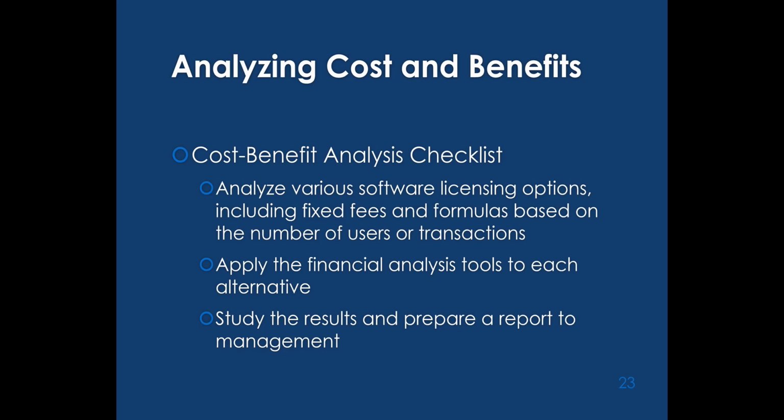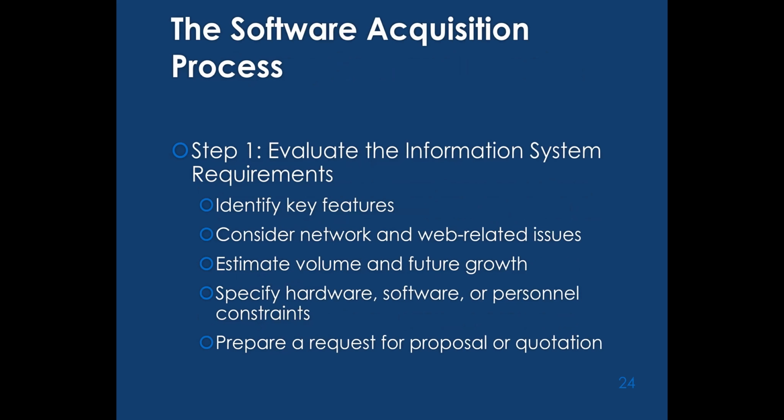Also for each alternative, when we have to think about the cost and benefit, you have to apply the financial analysis tools to each alternative, because finally we have to compare which one is the best one, and then you study the result to prepare a report to the management. So for the software acquisition process, what are we going to do when we have to acquire the software for the customer's company? Step number 1, you have to evaluate the requirements of that information system first.